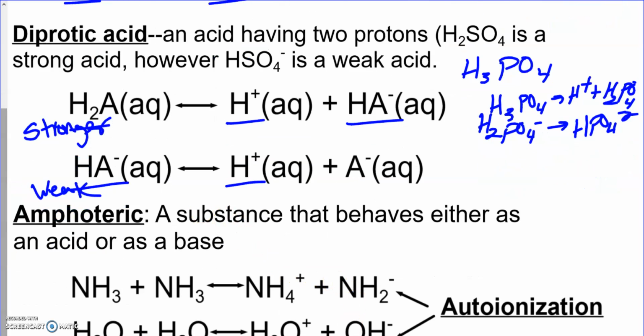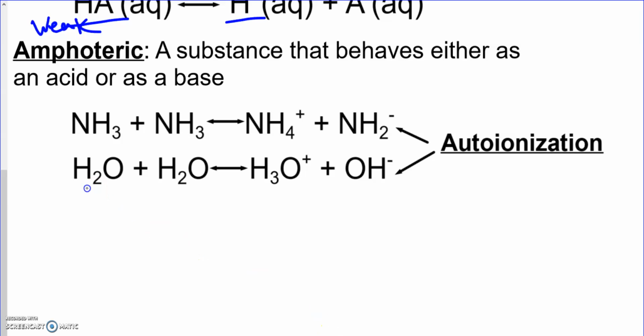Then we have this term amphoteric. This is very important for water, and is why water is allowed to be a Bronsted-Lowry acid and a Bronsted-Lowry base. It's able to do both because it can both gain and lose a hydrogen. That's what amphoteric means: it can act like an acid or a base. And the reason to access one or the other is dependent on what it is combined with.